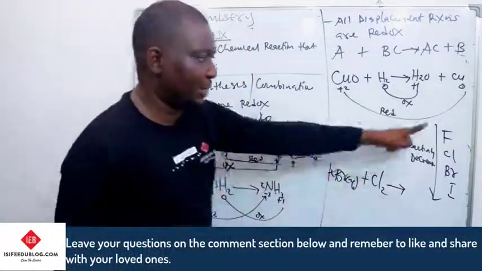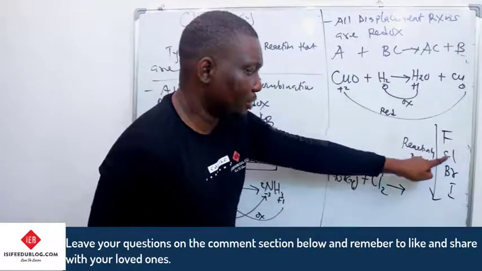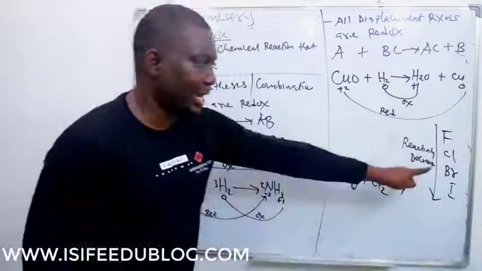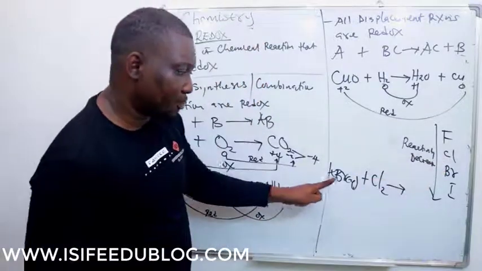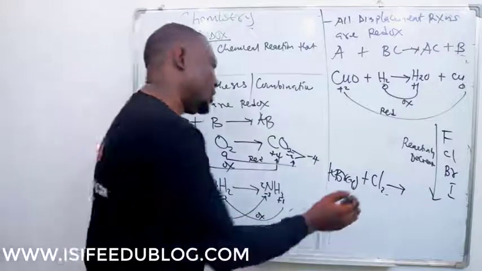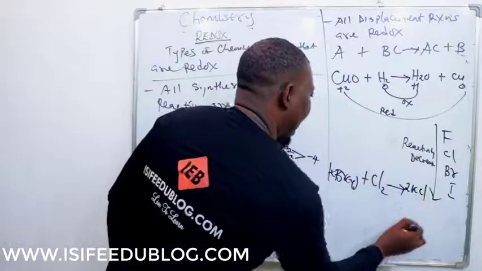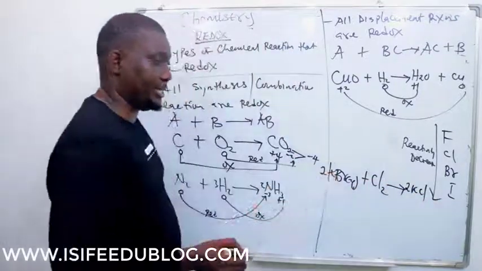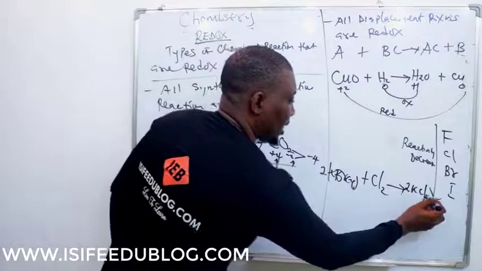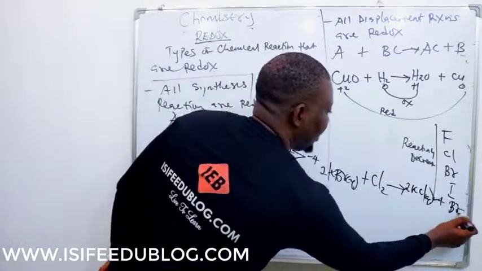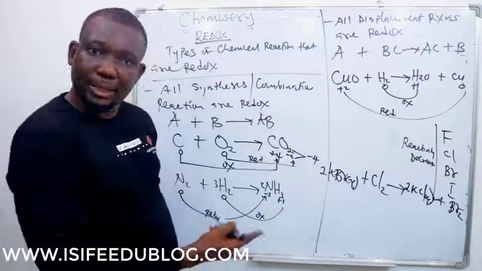I should use the activity series. Chlorine, which is more reactive than bromine, displaces bromine from this aqueous solution to form 2KCl. So always make sure it is balanced. 2KCl now becomes aqueous. Then bromine is now what? Displaced. It's a displacement reaction.